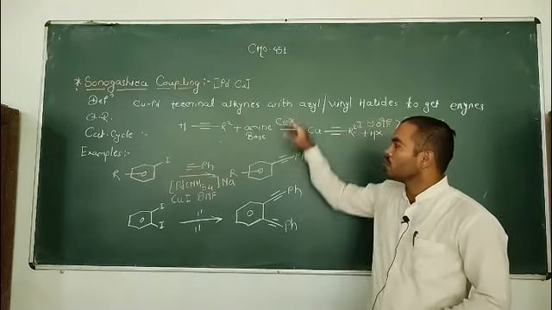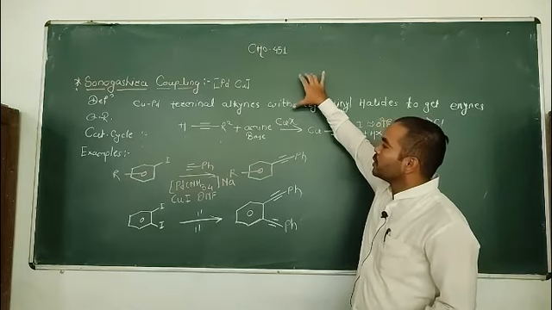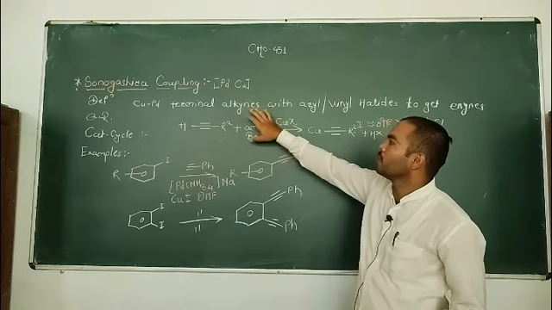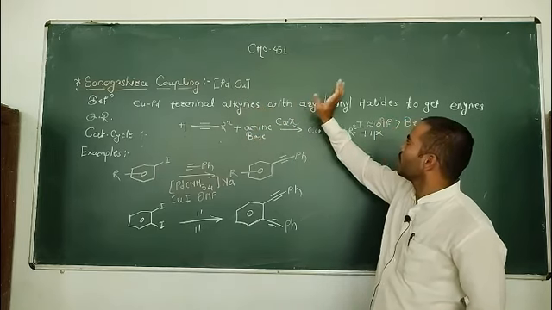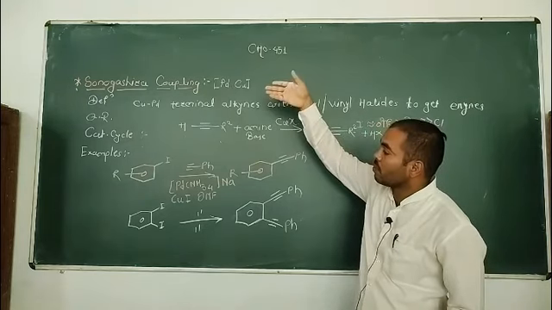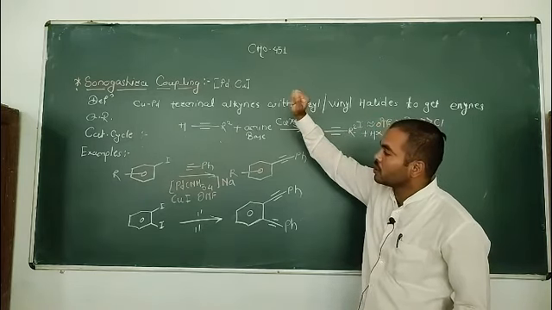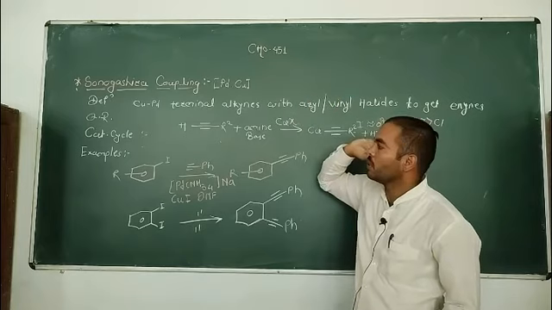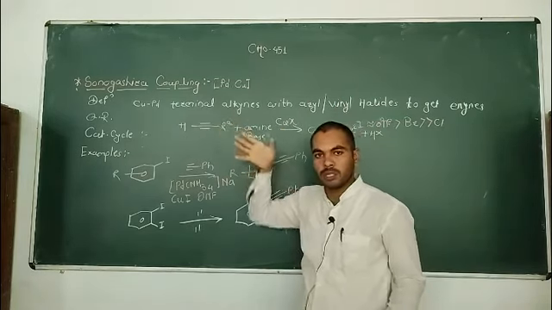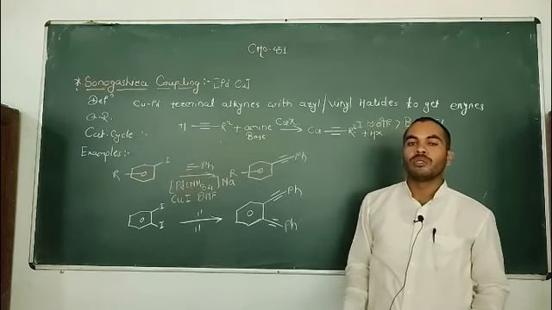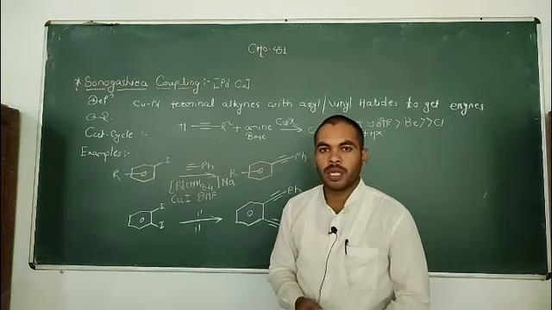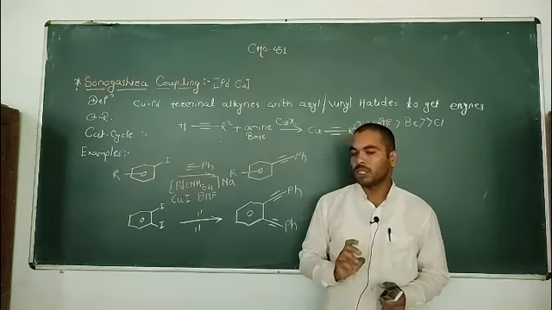In this Sonogashira coupling, we discussed first the definition: this is a copper and palladium catalyzed coupling reaction of terminal alkynes with aryl or phenyl halides to get enynes, referred to as the Sonogashira coupling reaction. Then we discussed the general reaction, after that the catalytic cycle, and then examples related to this Sonogashira coupling reaction. So this is the discussion related to our Sonogashira coupling.